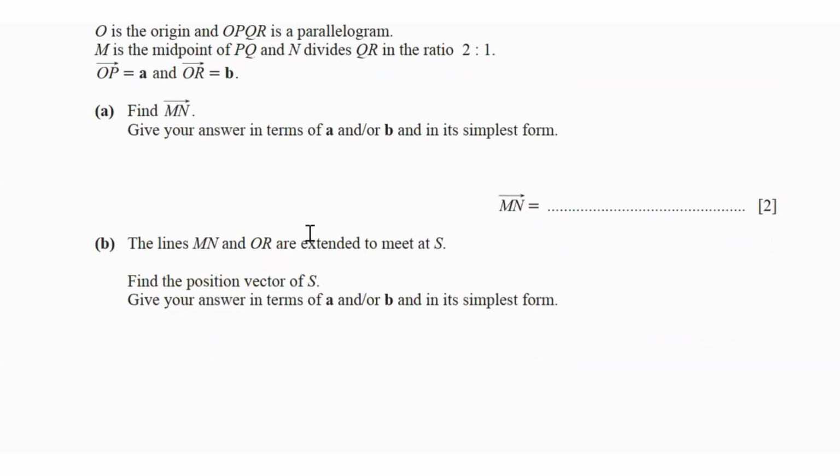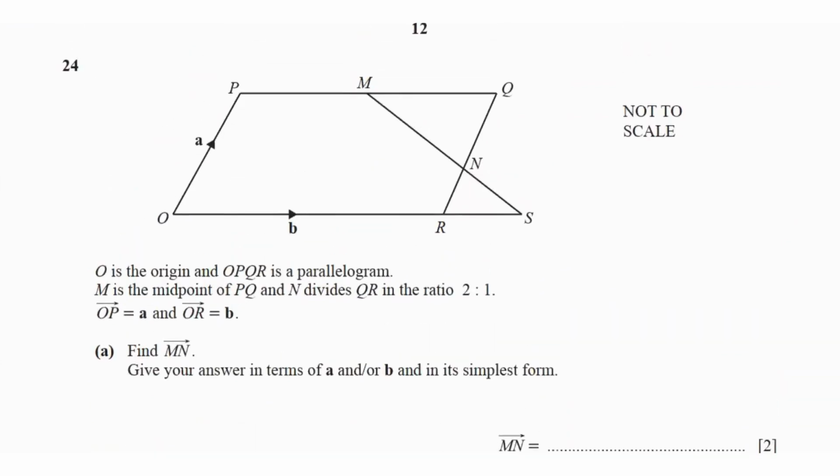Part B says the lines MN and OR are extended to meet at S. Find the position vector of S. Give your answer in terms of A and or B in its simplest form. So MN and OR are extended to meet at S. This was B over 2. This was 2/3 of A. This was 1/3 of A.